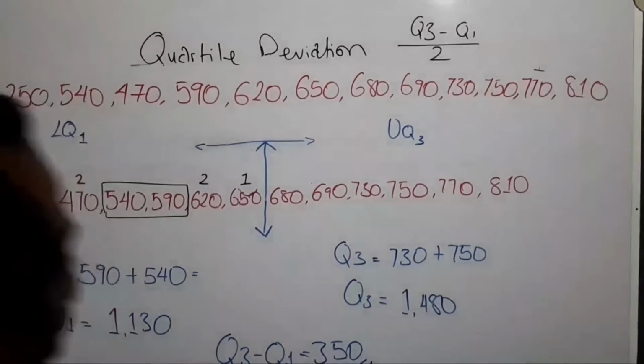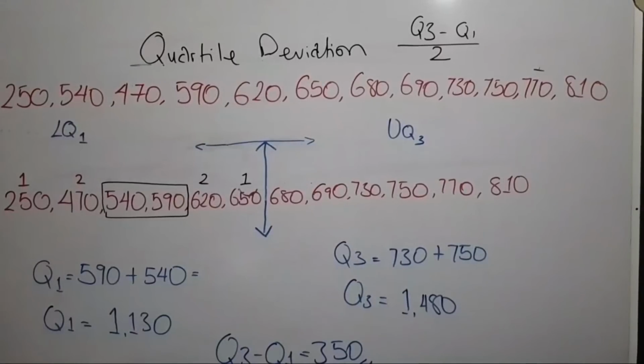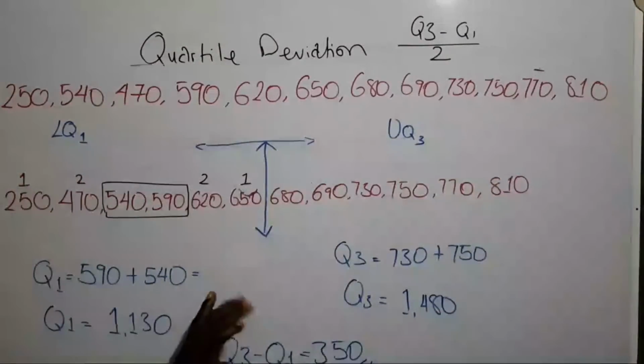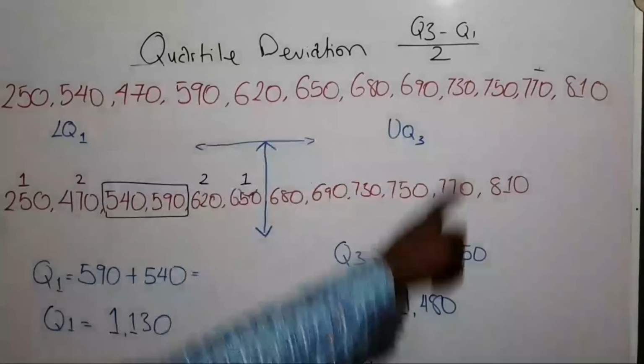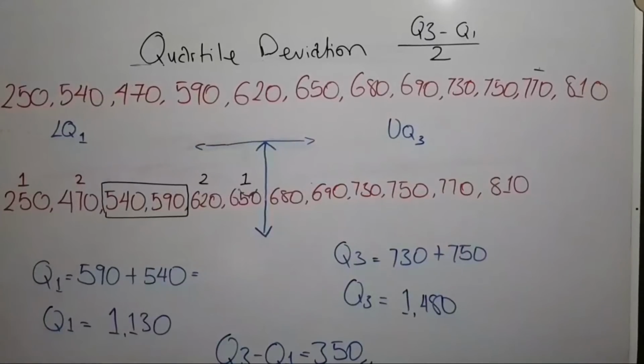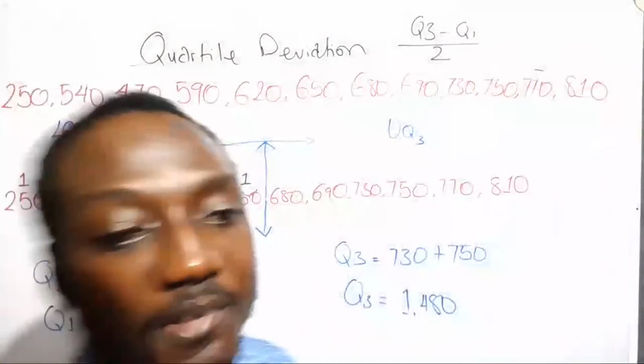Now let's go through this very quickly. We missed a step at this point. Before we arrive here, we are expected to divide 350 by 2. When you divide 350 by 2, what will be your answer?